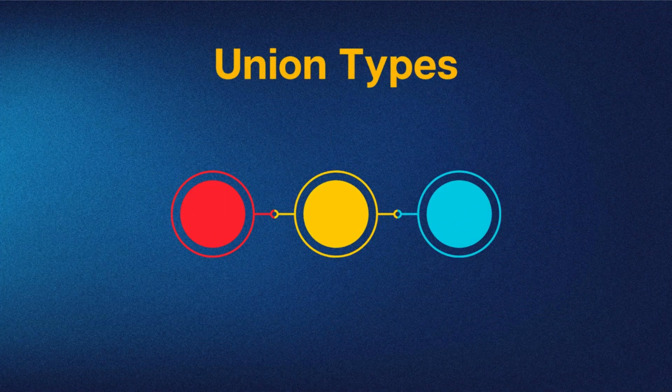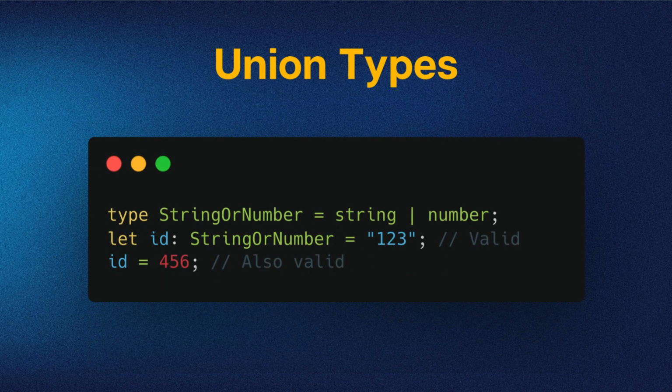Union types let you define a variable or a function parameter to be one of several types. This is represented by the pipe symbol between types. Here, ID can be either a string or a number, demonstrating the flexibility of union types. This is particularly useful when a value can legitimately be more than one type.